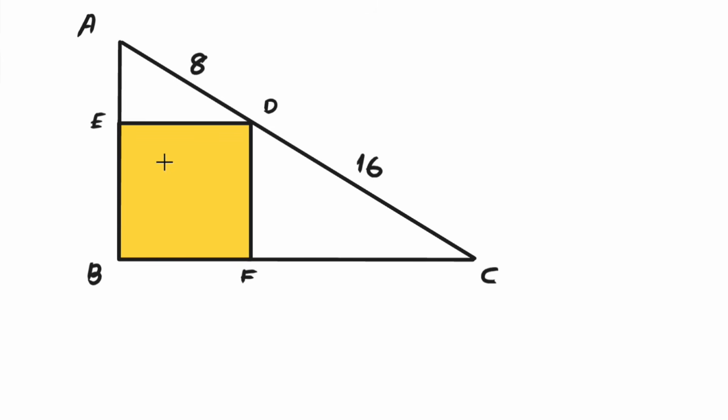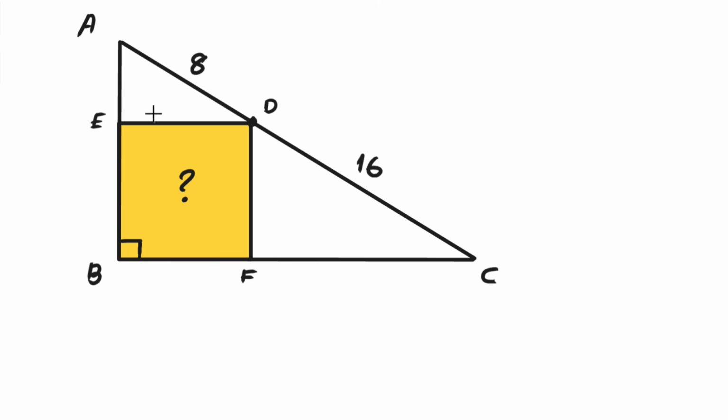Let's solve this geometry problem carefully. We have a large right triangle, ABC, and inside one corner, there's a square. The top corner of the square touches the hypotenuse at point D, dividing the hypotenuse into two segments. From A to D is 8 units, and from D to C is 16 units. Our goal is to find the area of the square.